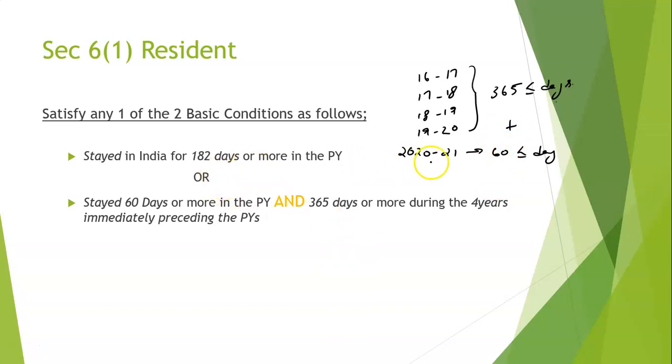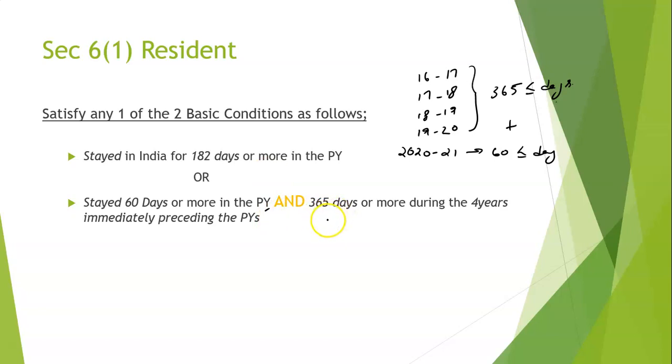Either 182 days just in 2020-21. If not 182, check whether the SSC is staying for 60 days or more in the previous year and 365 days or more during the 4 years immediately preceding the previous year. Understood? So 60 plus 365. These are the two conditions which need to be checked while determining whether an individual is resident or not. If an individual satisfies any one, then the individual shall be treated as a resident.